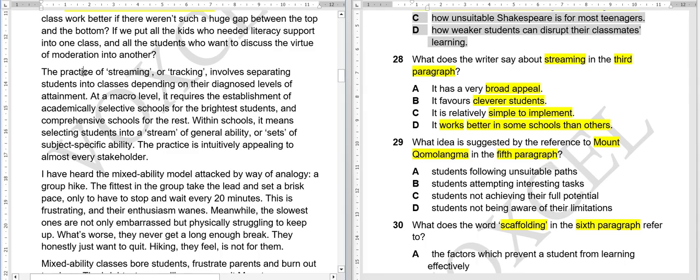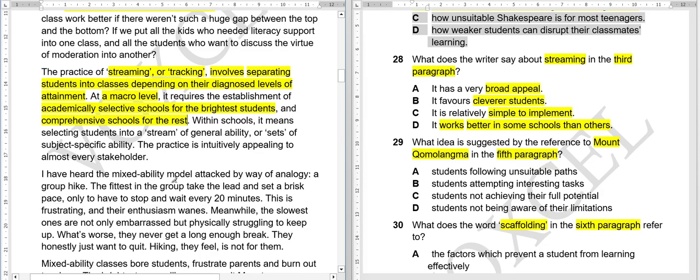So now we're talking about the practice of streaming or tracking, what it involves. Basically it means separating students into classes depending on their levels of attainment, like level of intelligence. We are separating the students at a macro level. It requires the establishment of academically selective schools for the brightest students and comprehensive schools for the rest. So at a macro level, the brightest students are put in one school and the rest are put in different schools.